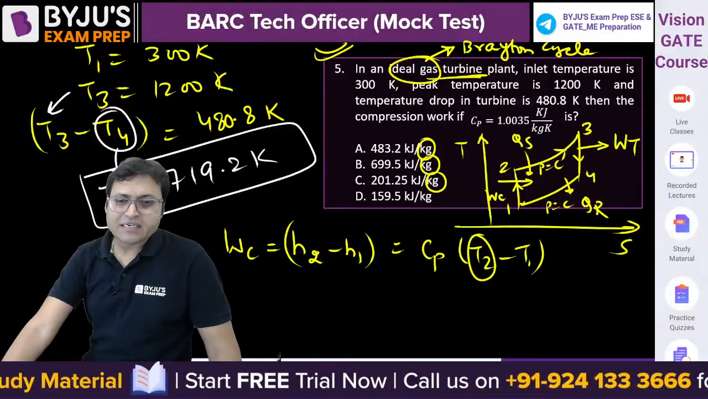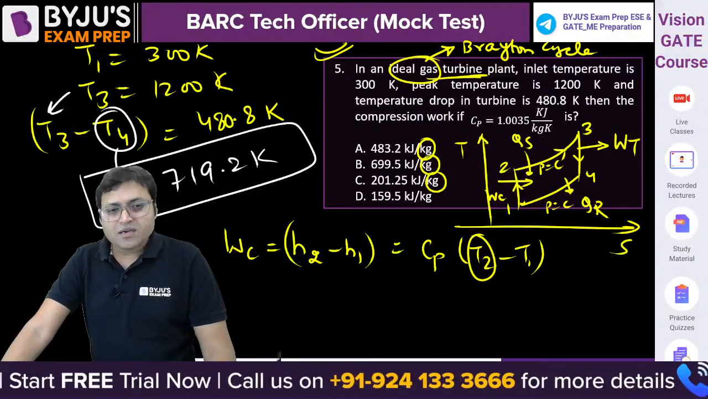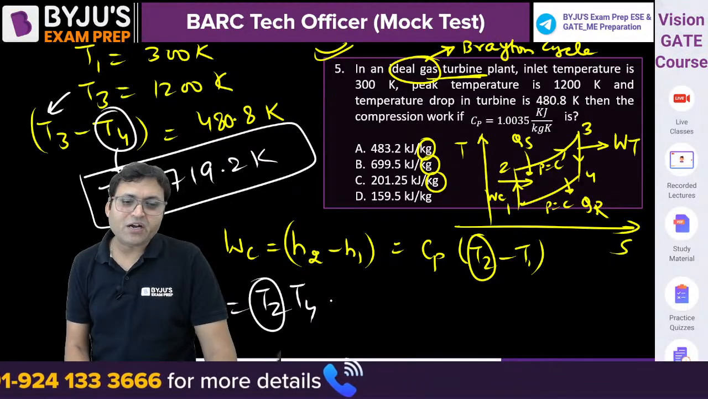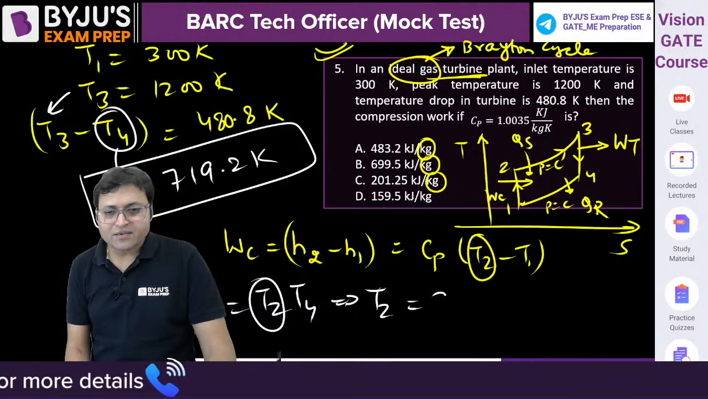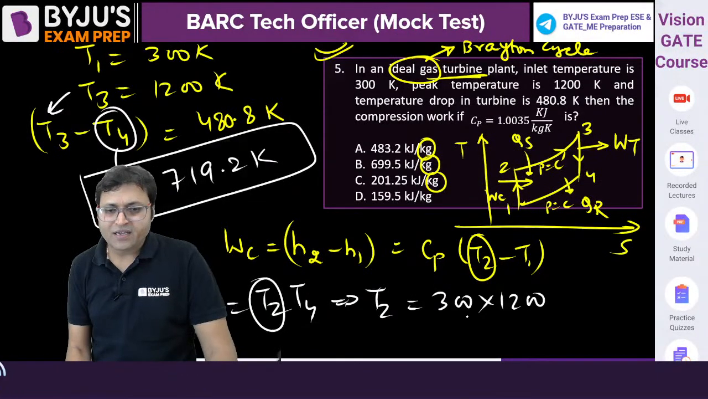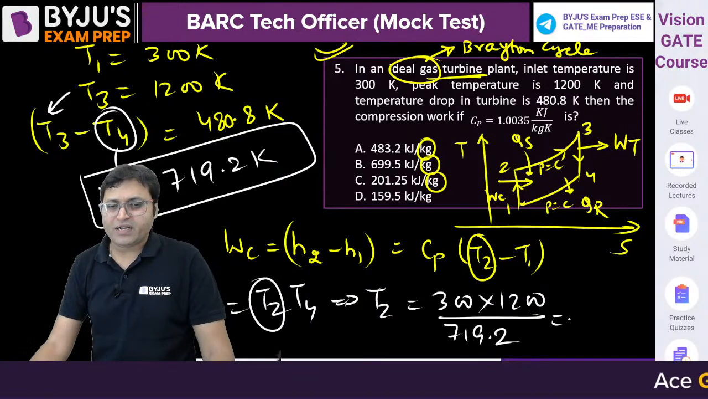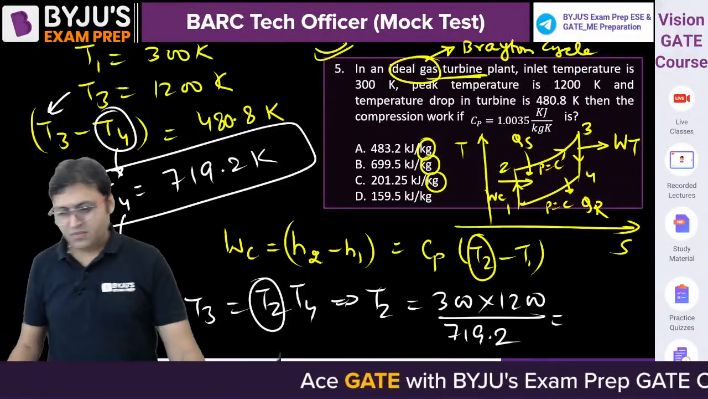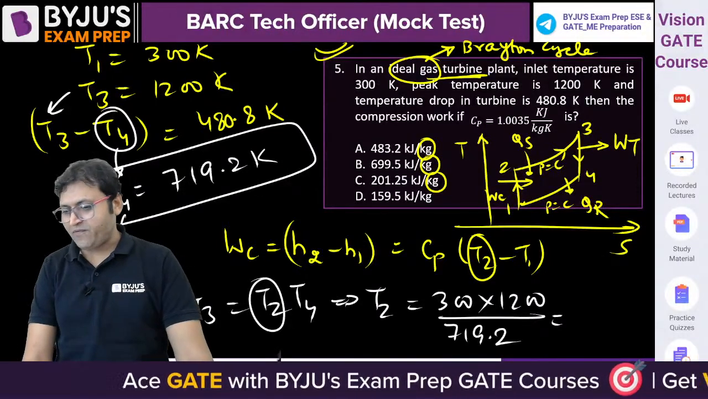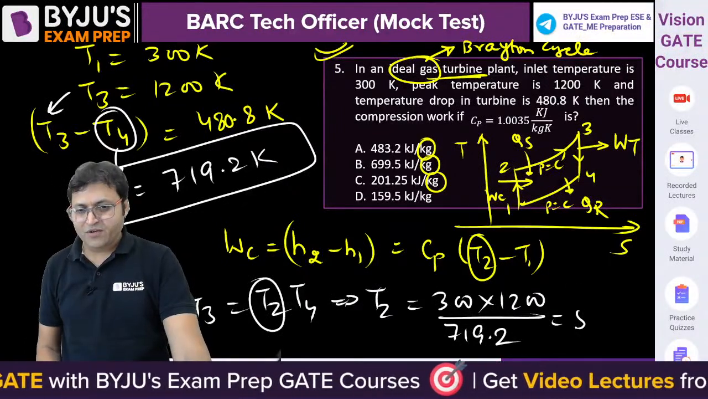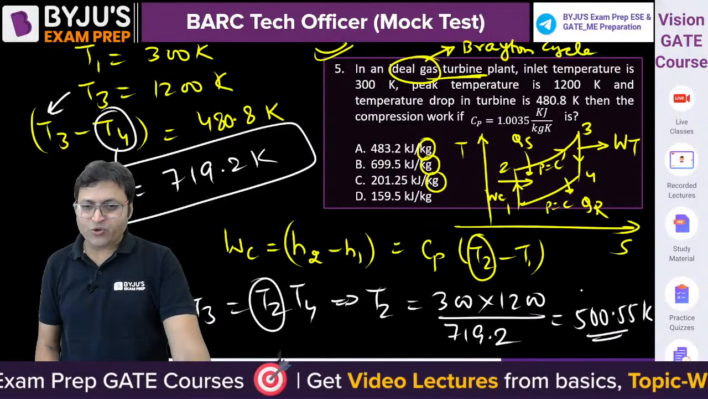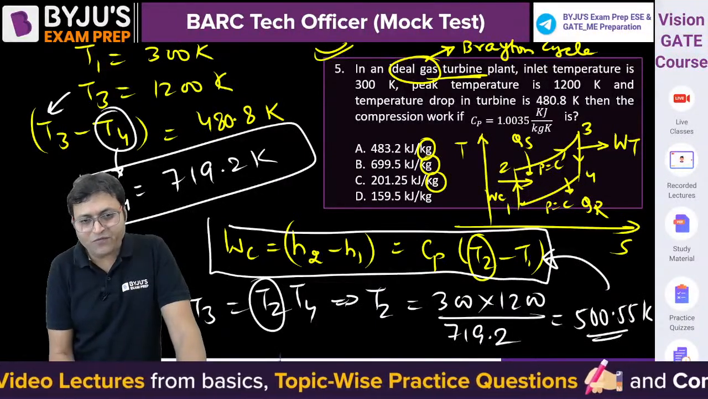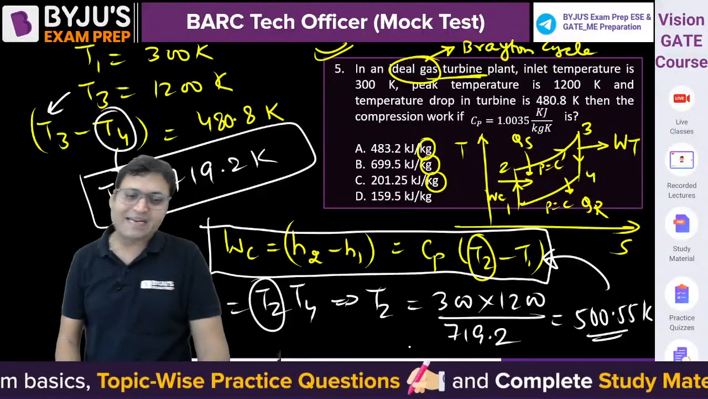Then how to find out T2? Can we say T1 T3 is equal to T2 T4? So can you find out the value of T2? T2 is equal to T1 300 into T3 1200 upon T4 719.2. What is the value of T2? Is it 500.55? Very nice. 500.55 Kelvin. Once you get T2, then put the values in the above formula. You will get the answer.